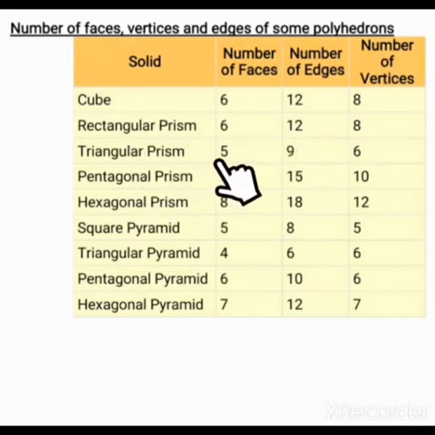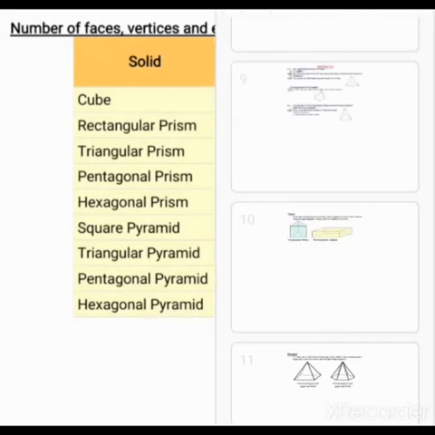In a triangular prism, 5, 9, 6. In a pentagonal prism, 7, 15, 10. In a hexagonal prism, 8, 18, 12. Square pyramid, 5, 8, 5. Triangular pyramid, 4, 6, 4. Pentagonal pyramid, 6, 10, 6. And hexagonal pyramid, 7, 12, 7.